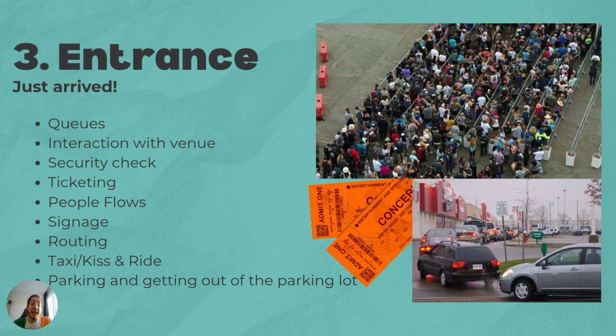You have to take into account people flows, how they flow towards the venue, where they're coming from, the routes that they're going to be taking, and how they are signaled. Because if you design some special routes for them, how would they know where those routes are if you don't let them know? There's also taxi and kiss and ride. You have to have designated service zones for those because those are a bit lengthier processes, of course.